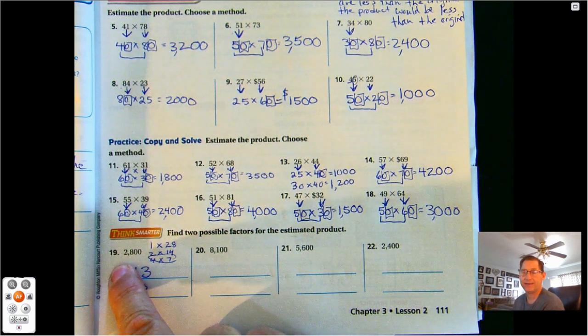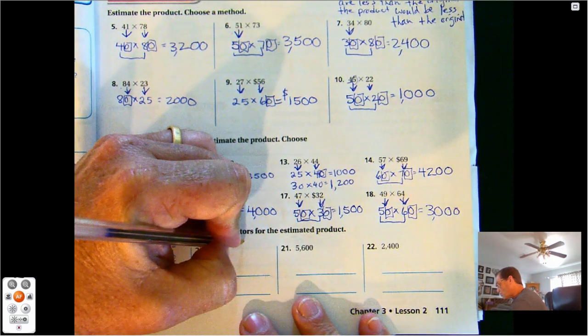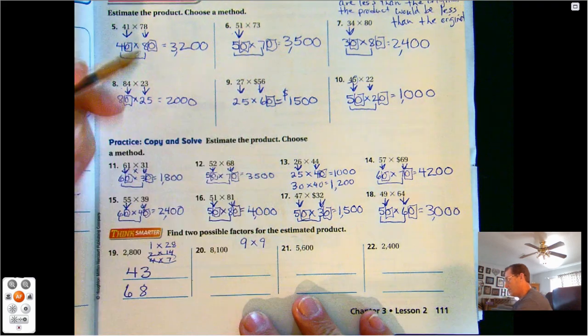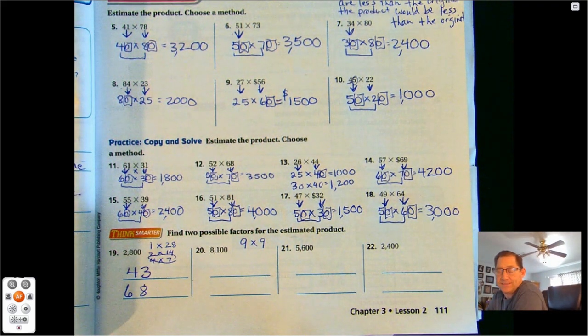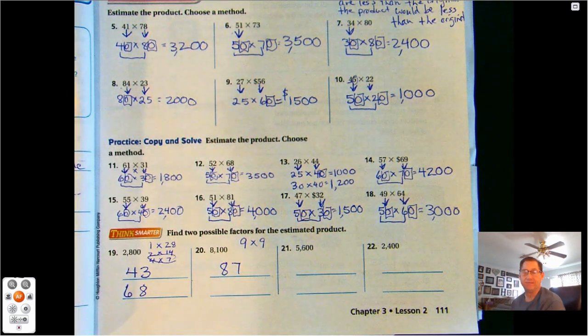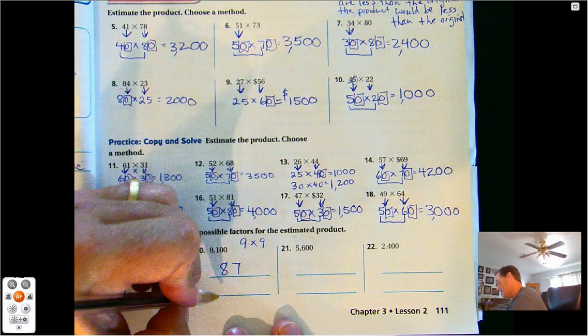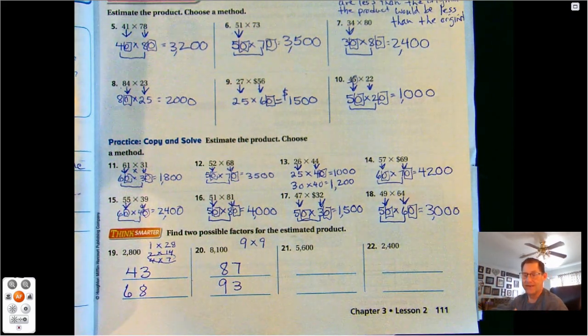8100. Well, I know 81 is 9 times 9. So I need two numbers that are going to round to 90. Well, let's take one to be 87. What would you round that to? That would be 90. And let's go one that's 93. That would round down to 90. So it would be 90 times 90. 90 times 90, 81.